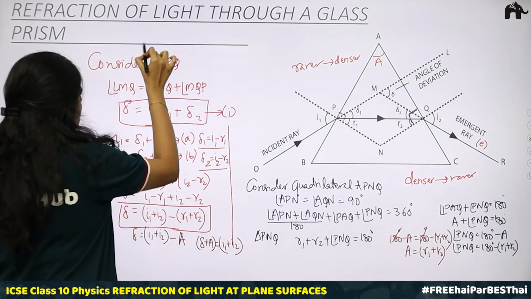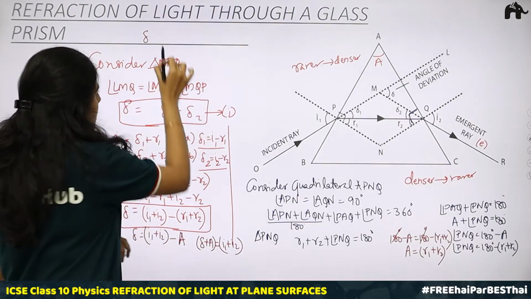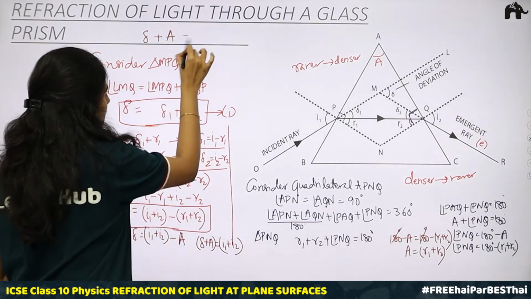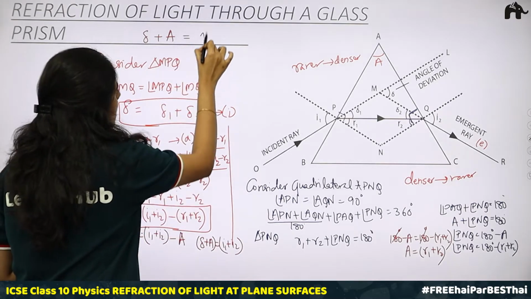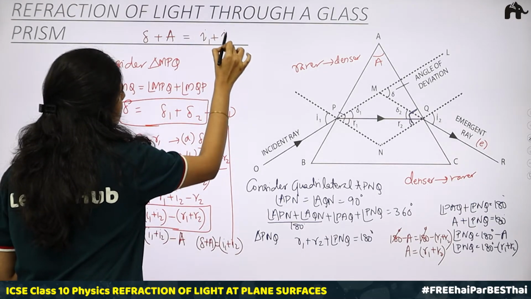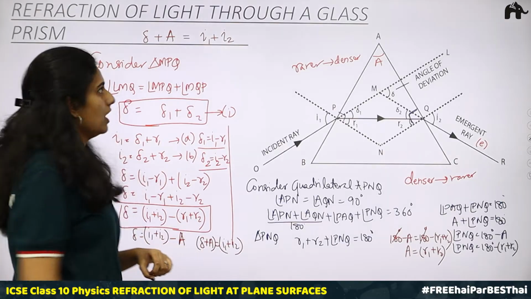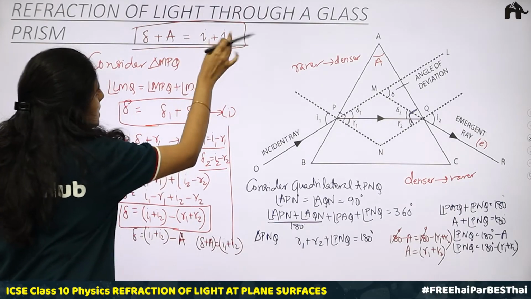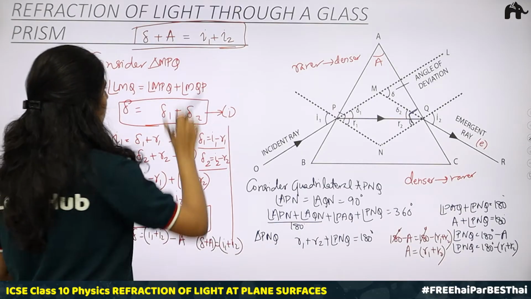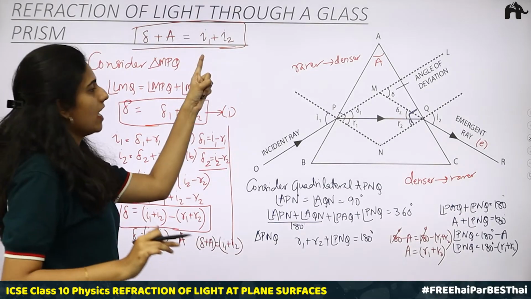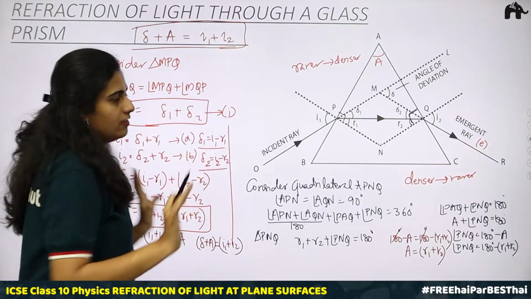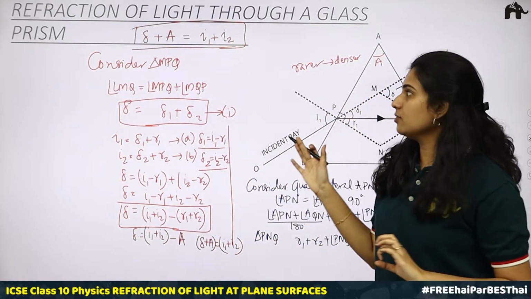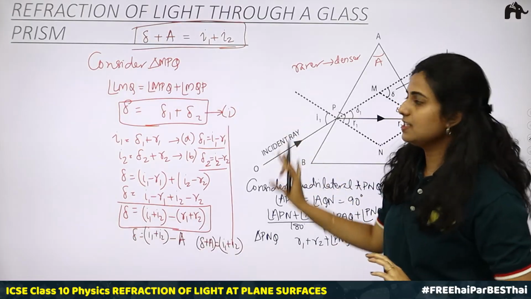You will be getting a relation between angle of deviation delta and the angle of prism, which is equal to sum of the angle of incidence and the angle of emergence. Delta is equal to I1 plus I2 minus A, or A plus delta is equal to I1 plus I2. So, this is the derivation. It is very important, in every question paper you can find this question. So, be thorough with this derivation.